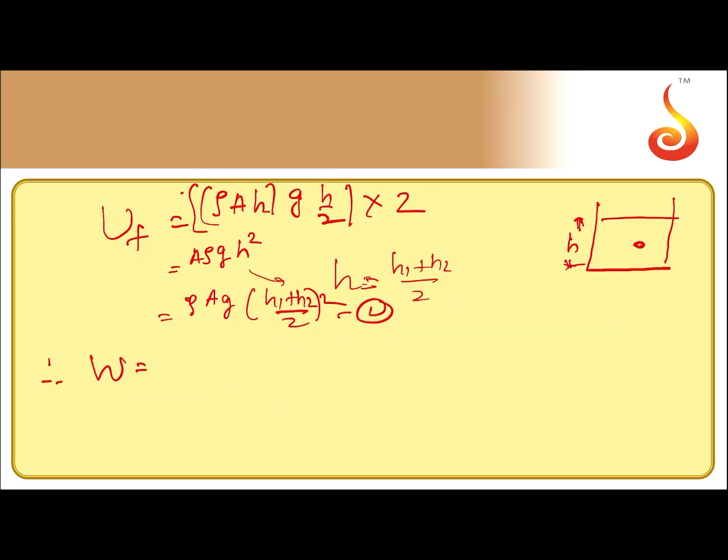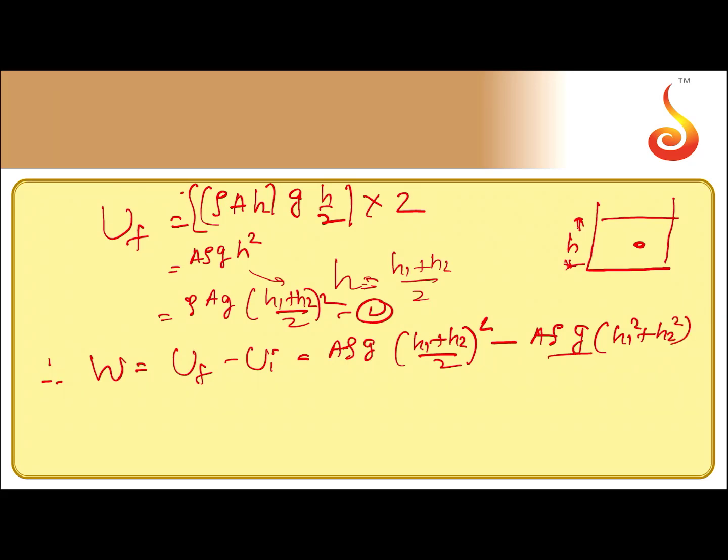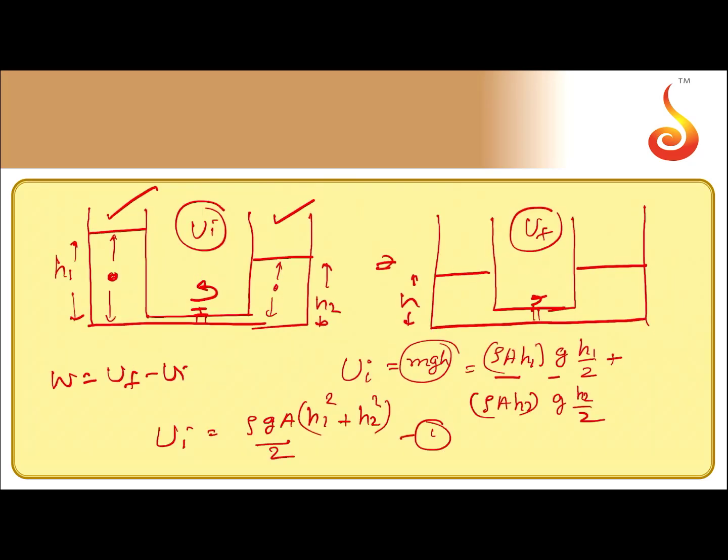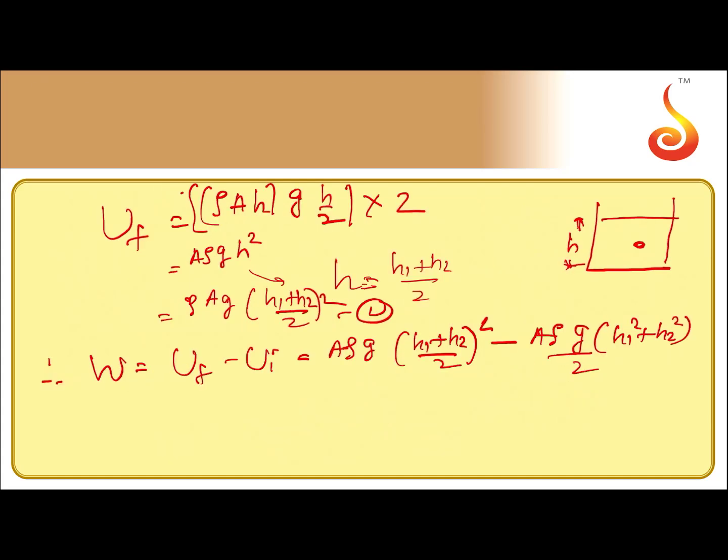So work done is equal to final potential energy minus initial potential energy, that is rho Ag into ((H1 plus H2) divided by 2) whole square minus, what is the initial potential energy? Rho Ag into (H1 square plus H2 square) by 2. So go back to this one. This is your initial potential energy. This is the final potential energy. So work done is the difference between them.